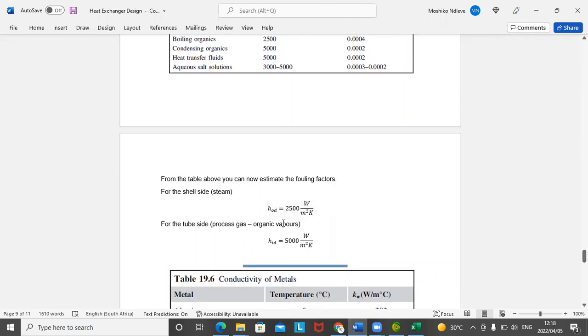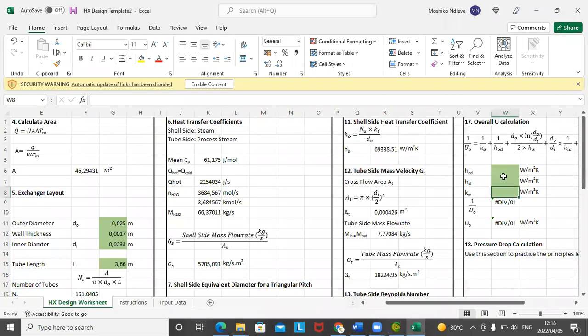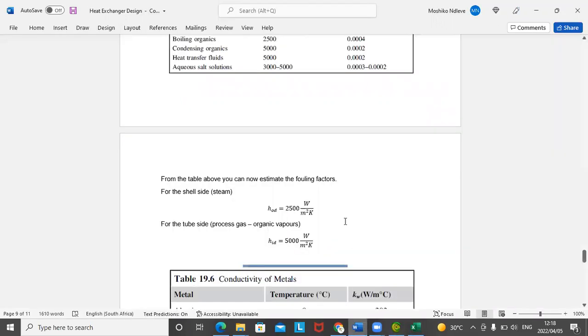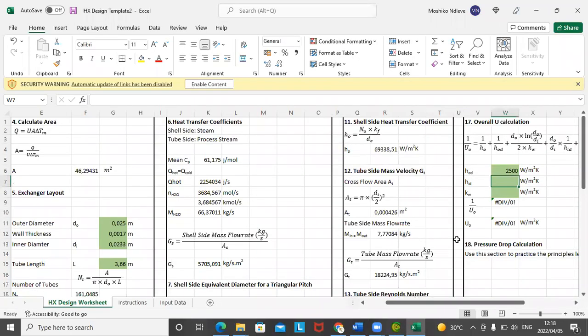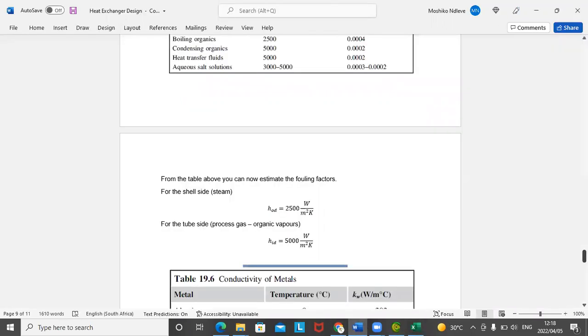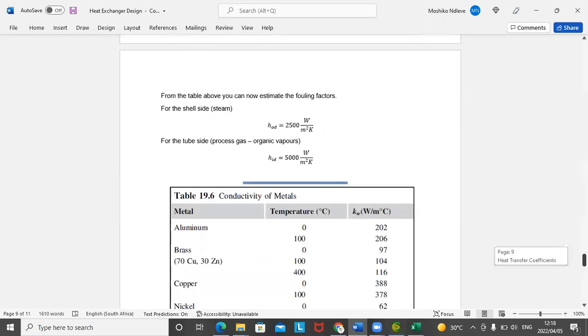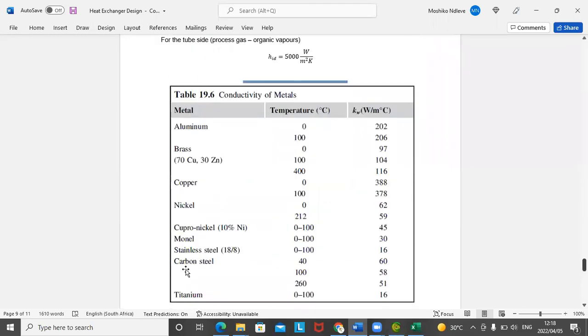So for the shell side, which is the steam, hod is 2,500. So just take that directly from the table, right? And then next, from the table, we took hid as 5,000. And then finally, we need the conductivity of the metal. And in this particular case, you look at your temperature ranges.